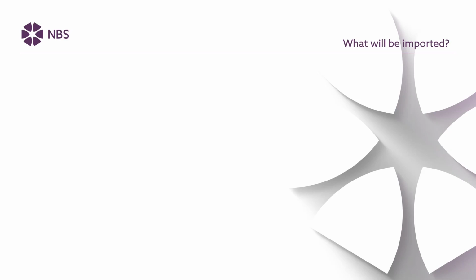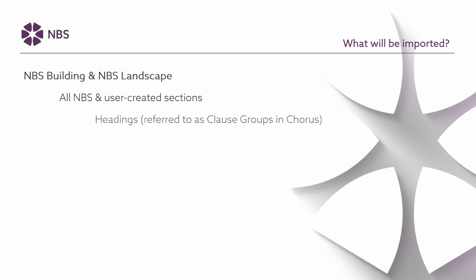Firstly, I'll run through what will be imported. As before, starting with NBS Building and Landscape. So, firstly, all sections will be imported, whether they are NBS sections or user-created sections. And by section, I mean, for example, F10 brick block walling. Within each section, the headings will be imported. These are referred to as clause groups, or just simply groups, within Chorus.